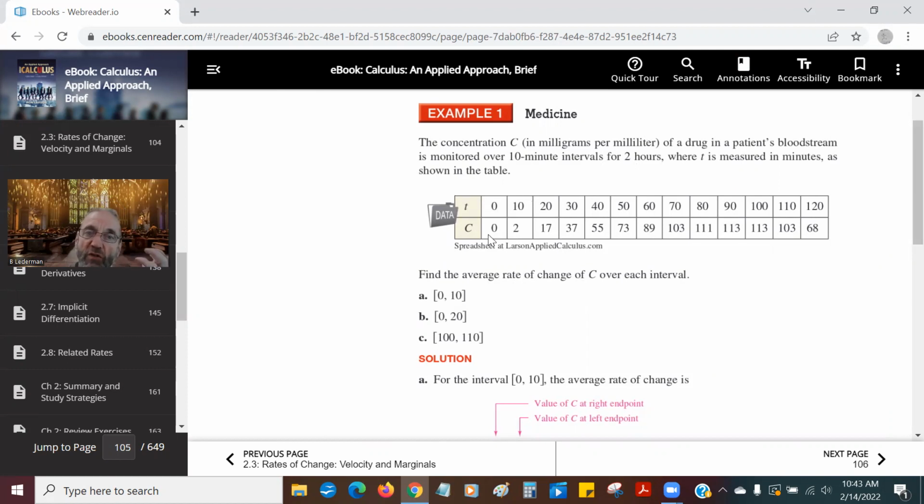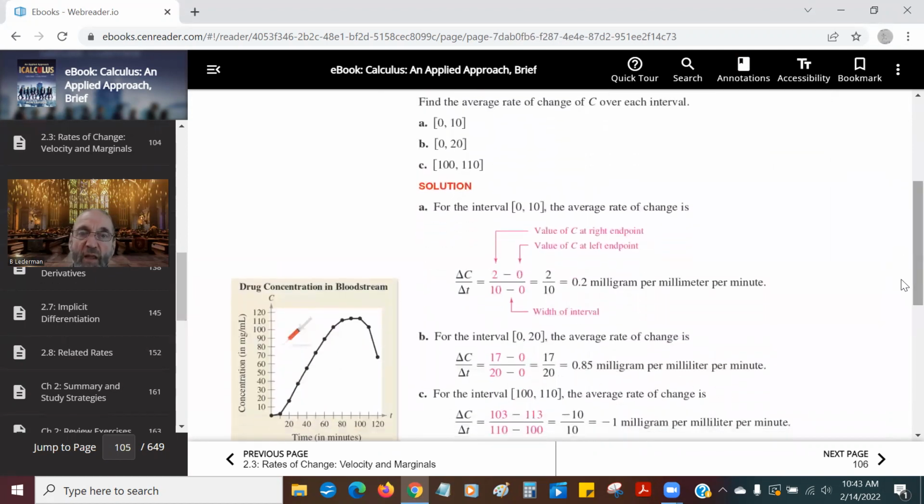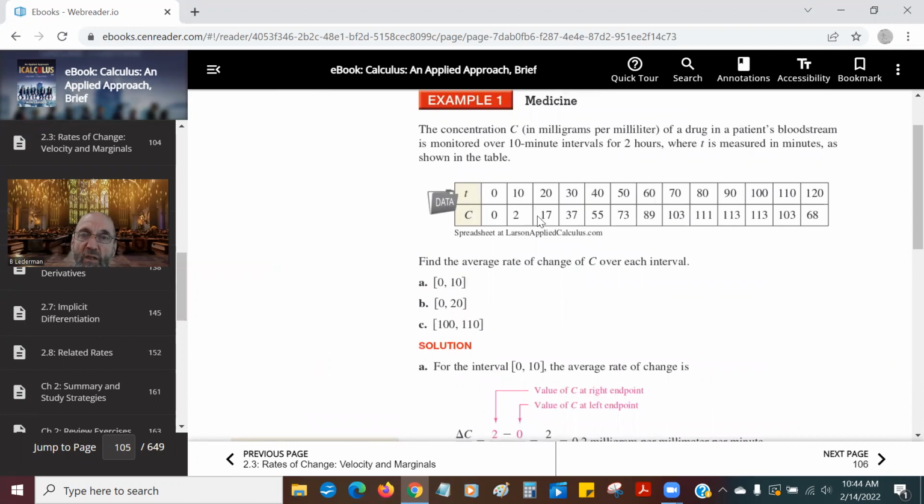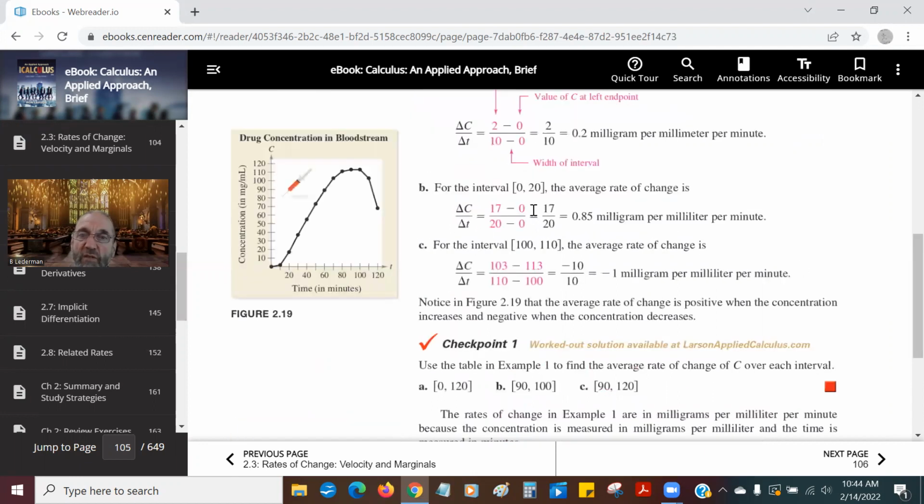And we see the concentration goes from 0 to 2. So it's basically just going to be 2 over 10, but let's just figure it out. The value of C at the right endpoint is 2, minus the value of C at the left endpoint, 0, over 10 minus 0. This is basically changing y over changing x. And we get 2 over 10. So it's 0, 20. Well, let's just take a quick look. That's going to be 17 minus 0 over 20 minus 0. So it's just going to be 17 over 20.